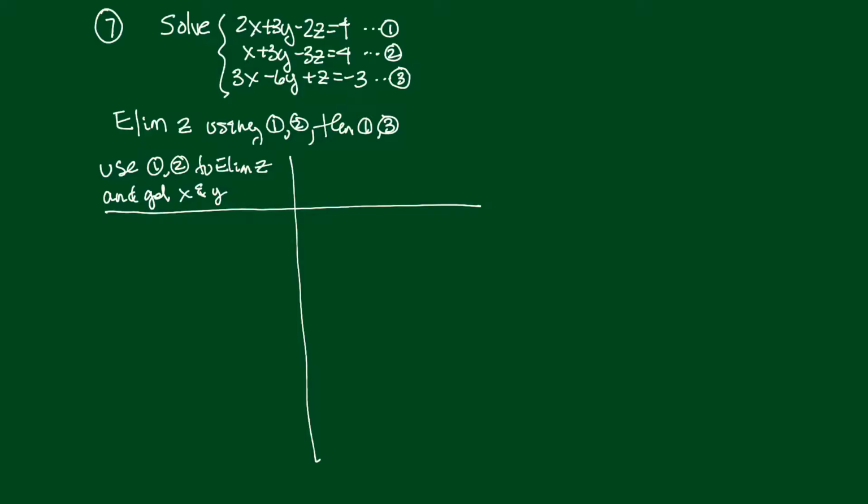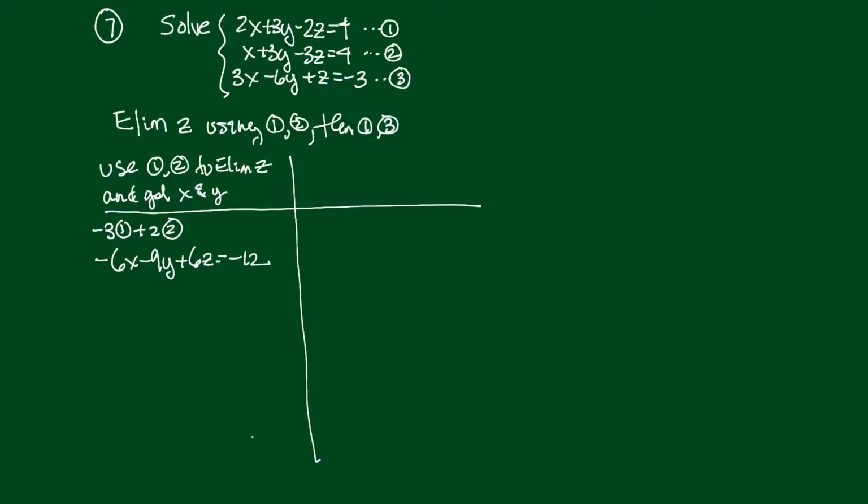So here's the plan: negative 3 times equation 1 plus 2 times equation 2. That should do it, right? If I multiply this by negative 3, I'll get positive 6z. Multiply this by 2, I'll get negative 6z. So let's multiply everything in that top equation by negative 3. We'll get negative 6x minus 9y plus 6z equals negative 12.